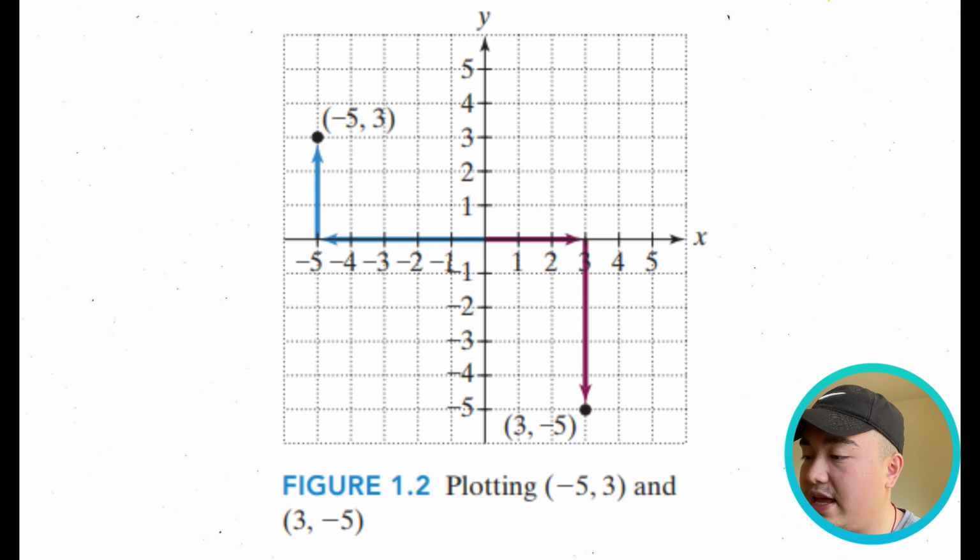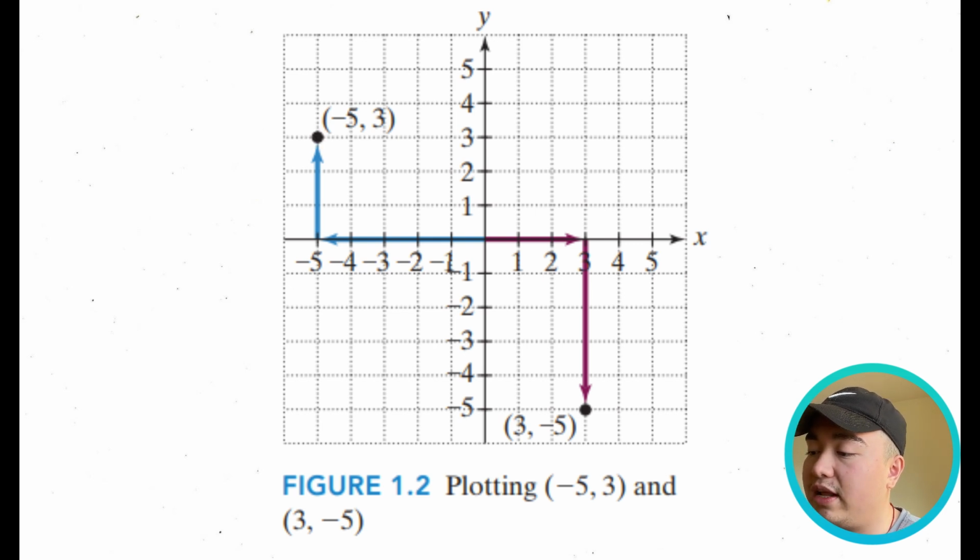And so here's an example of plotting 2 points on the Cartesian coordinate system. Plotting (-5, 3). We will move to the left 5 units because it's negative, so we're going in the negative direction. And our y value is positive 3, so we will move up 3 units. So we're at (-5, 3).